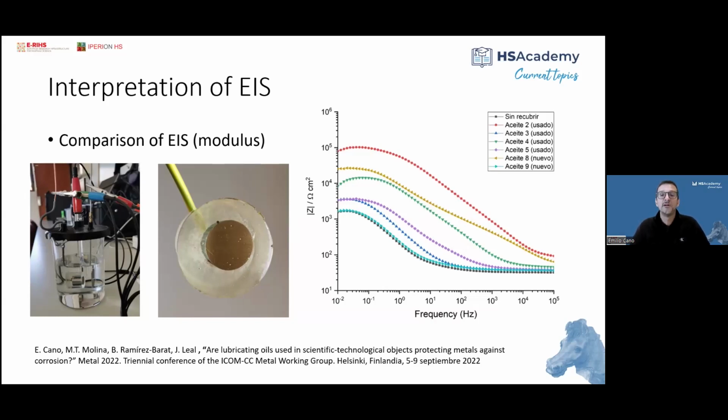just to compare the modulus of the impedance. If you see on the right, it is plotted the modulus of the impedance versus the different frequencies. On the right side, you will see that all these samples start at more or less the same impedance. But when we move down to the left, to lower frequencies, there are significant differences, almost 2 orders of magnitude of the impedance at the lower frequencies.